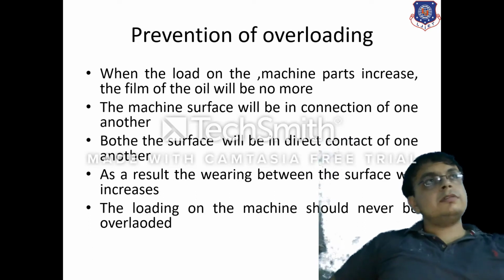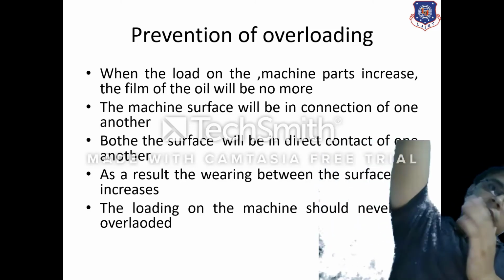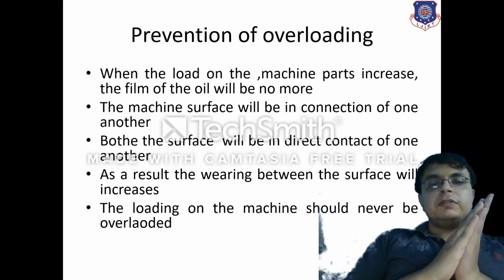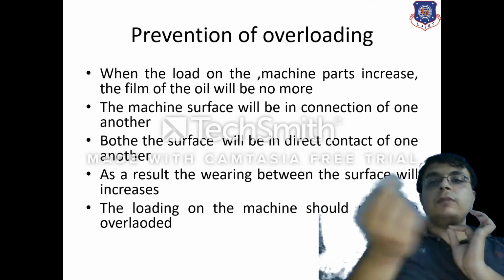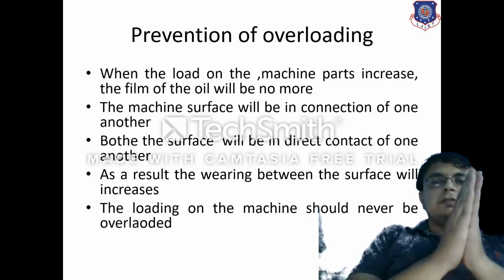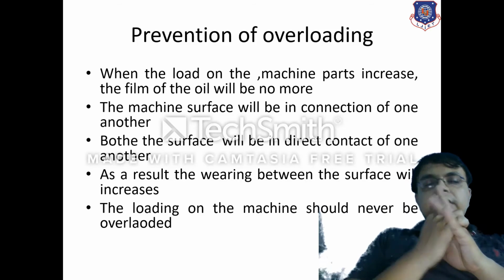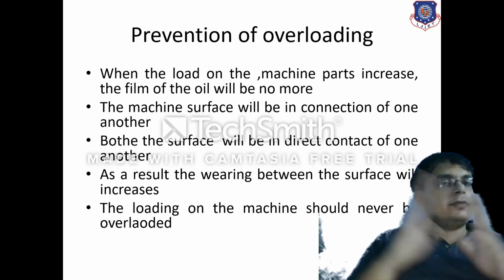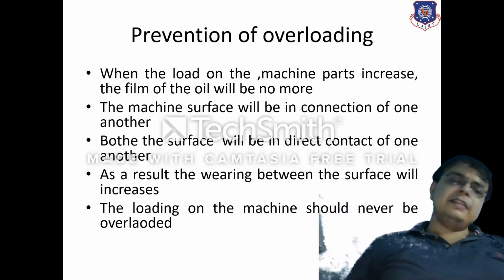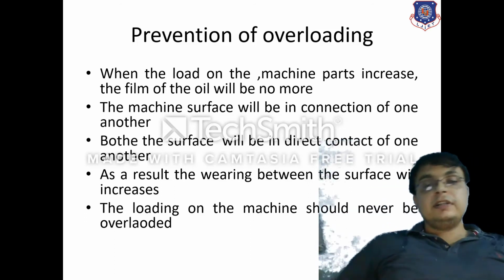Prevention of overloading. We all know that between the two surfaces in the machine there will be a film of oil, and over that surface the loading will be occurring. When the two surfaces having the film in between are overloaded, the film will come out of it and will not remain in its place, and as a result the two surfaces will come in contact with each other. They will work in contact with each other, there will be more wearing, and as a result the wearing out of the overall machine will take place. So it is necessary that the machine should never be overloaded. The loading of the machine should not exceed its design.